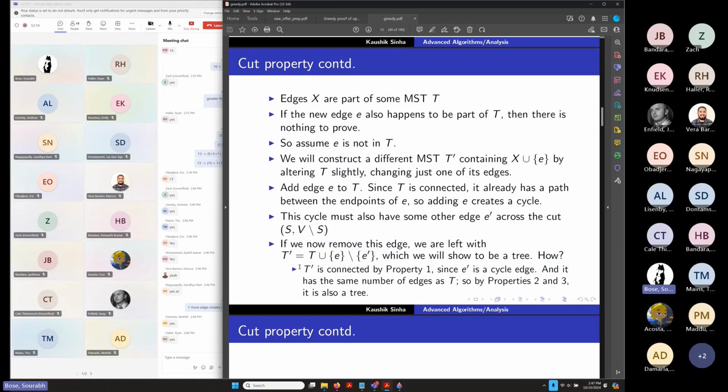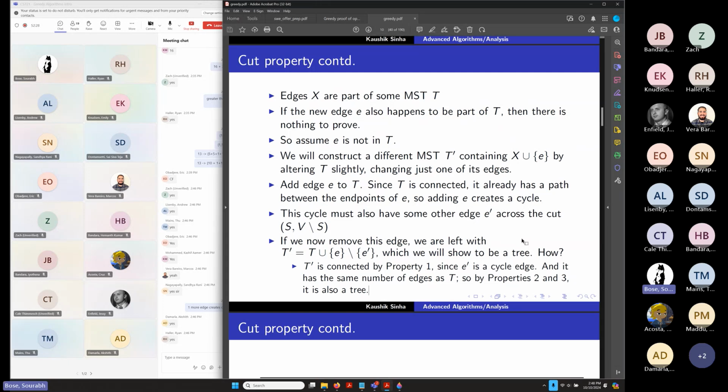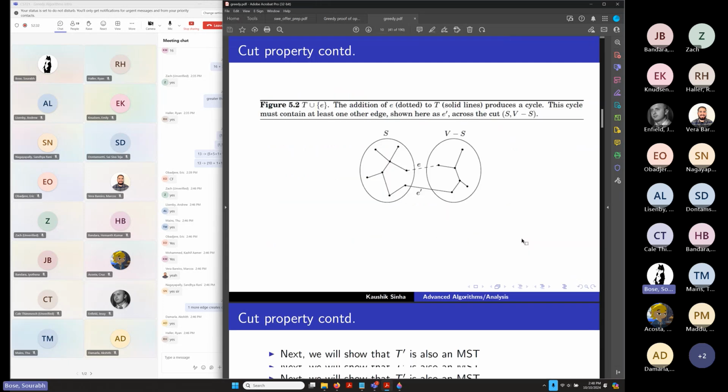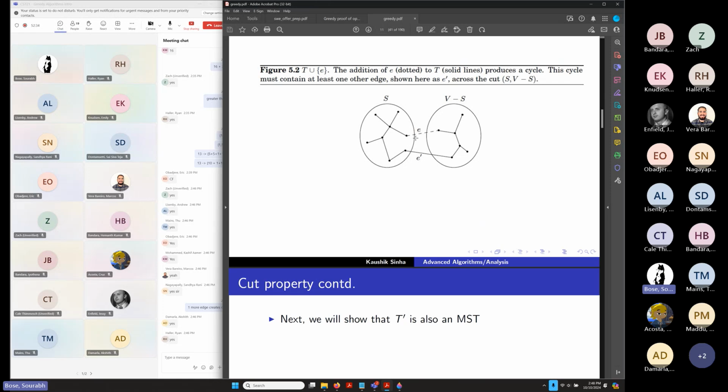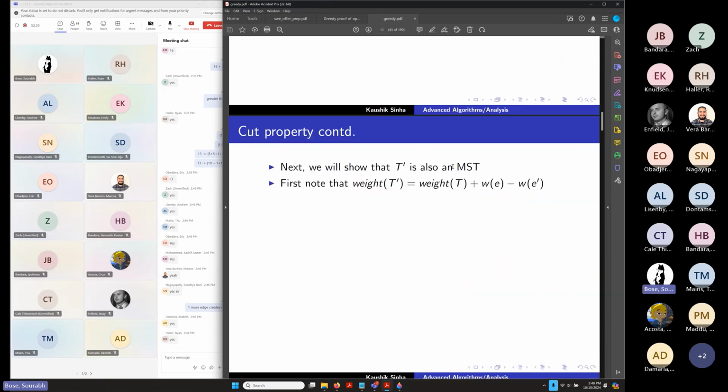How? Since T prime is connected by property 1, and E prime creates a cycle, if I remove that edge, by properties 2 and 3 it is still going to remain a tree, because removing an edge from a cycle creates a tree. It will not create disjoint graphs. A cycle means there are two paths, so removing one of those edges will get us a tree. So how do we do that?